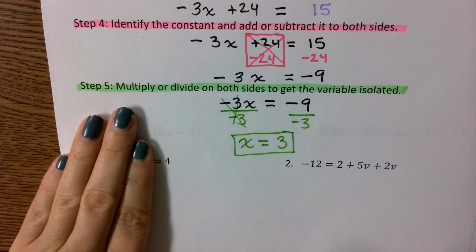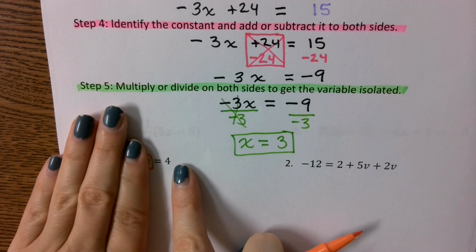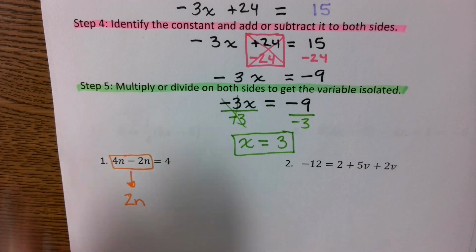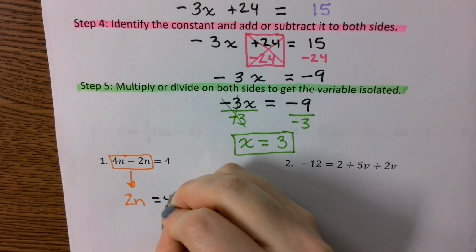So now I'm going to cover up this side. Can I simplify this any further? No, I cannot simplify the 4 any further. That 4 is just going to be equals 4. It's just going to stay as an equal 4.